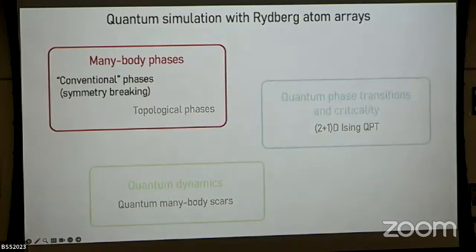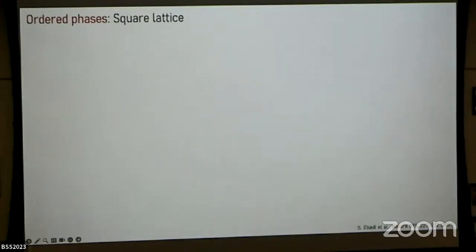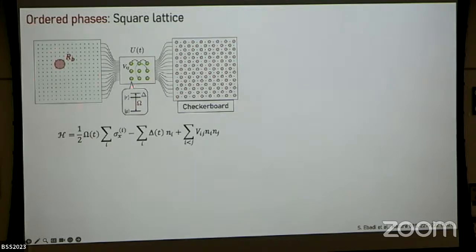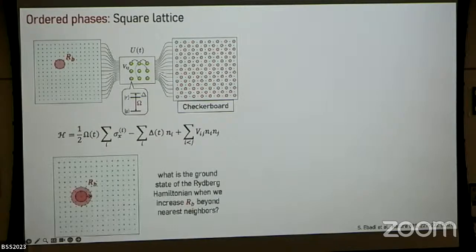Okay, so we'll start with the easiest case, I would say, which is the study of so-called conventional phases. Here, again, we're looking at the square lattice. I showed you that in this case, where you have this type of blockade radius, the ground state is a checkerboard. So it's the antiferromagnetic state where you have every other atom in the Rydberg state. But what happens when you change the blockade radius? If you go smaller, nothing interesting, because nothing is blockaded. But what if we go larger? So we start blockading more and more atoms.